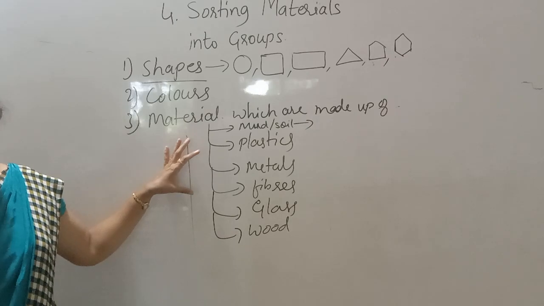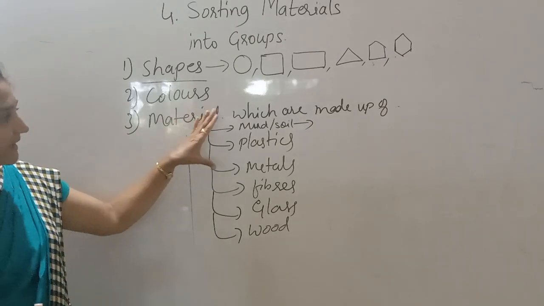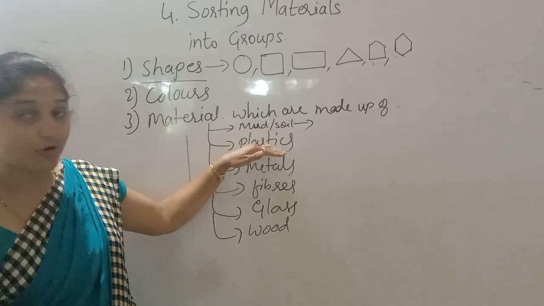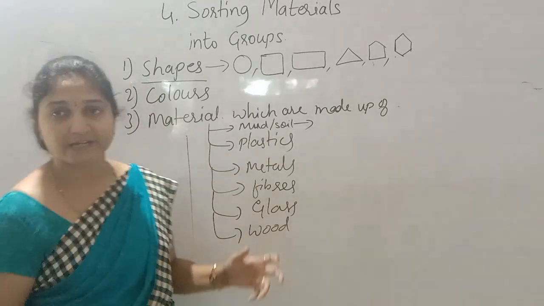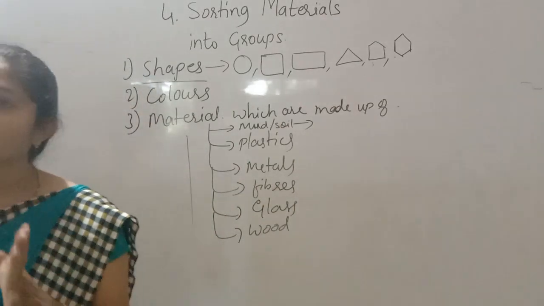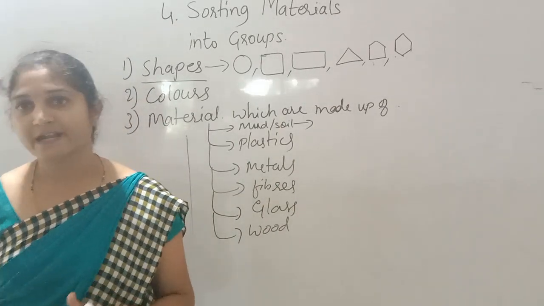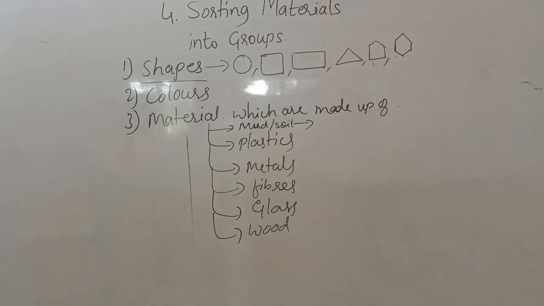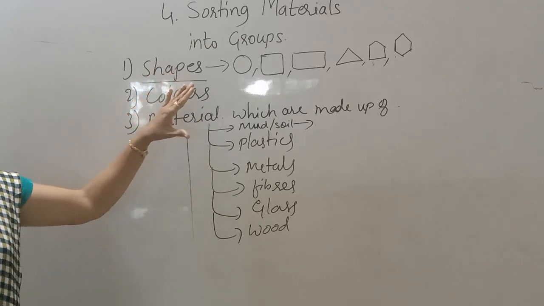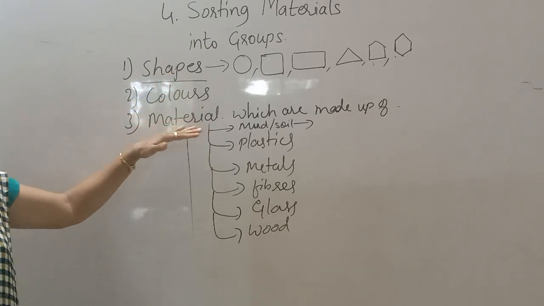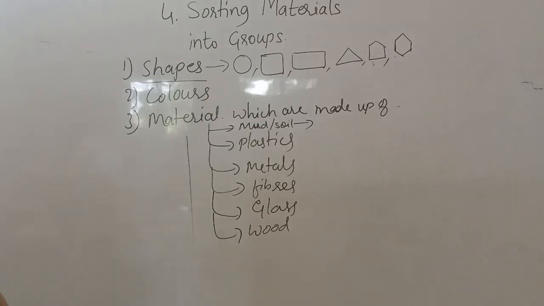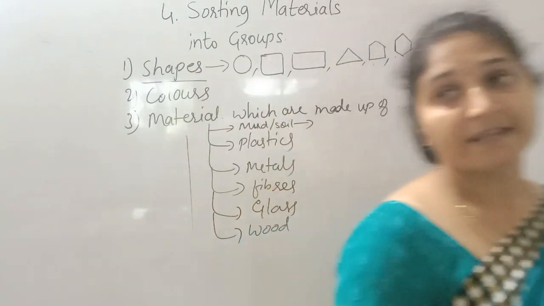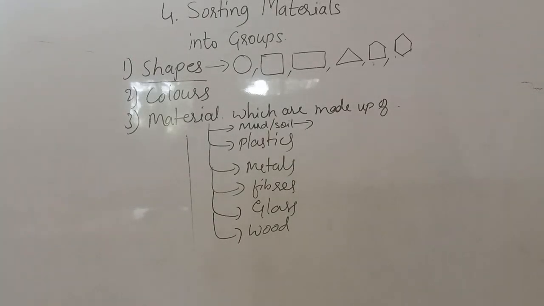So here, these materials are going to be classified on the basis of which material is used. Then how is it going to be found out? With the help of the properties. Okay, that we'll discuss in the next class. How to sort out objects, we discussed here on the basis of shape, on the basis of their colors, and what material is used to make that object. And in the next class, we'll discuss the properties of these materials.